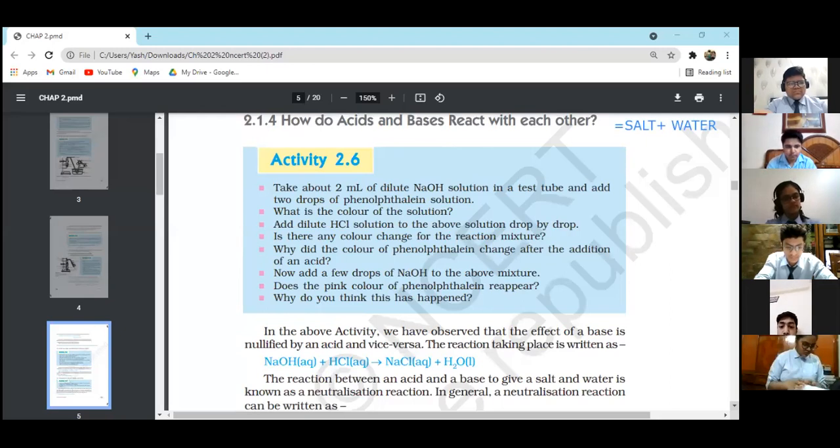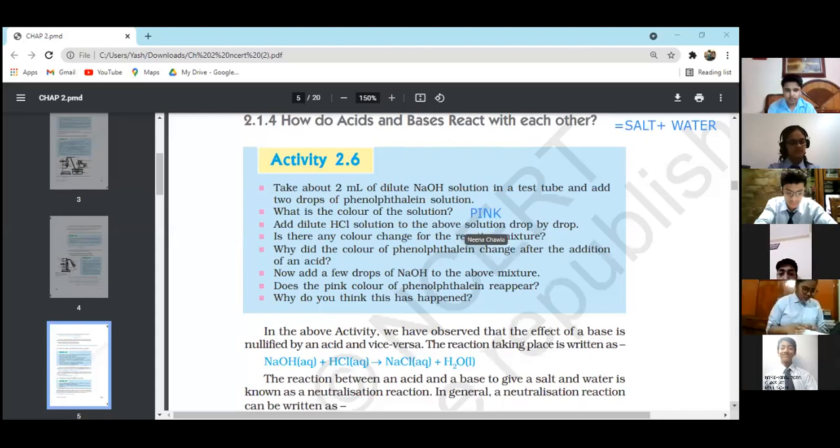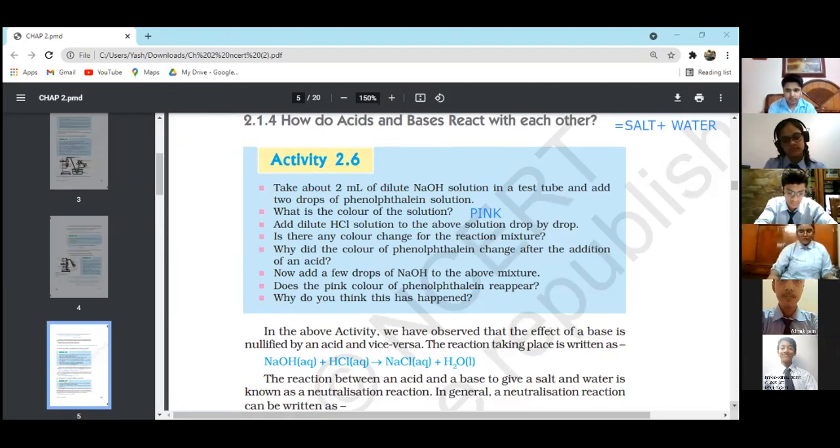Now add the dilute HCl to the above mixture. If we add dilute HCl to the above mixture, what will happen? Ma'am, it will turn transparent. On adding dilute HCl, it will change again to colorless, right? So we have to write colorless. It will change to colorless. Why does it change to colorless? Ma'am, because it is a neutralization reaction, acid plus base.